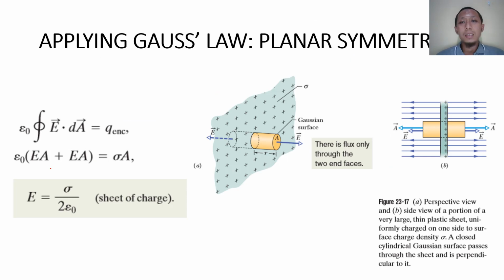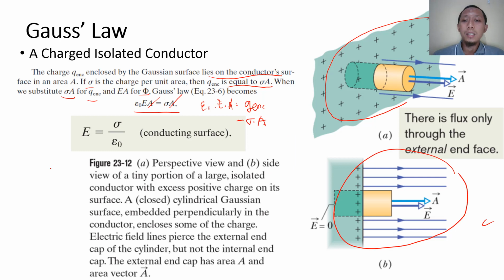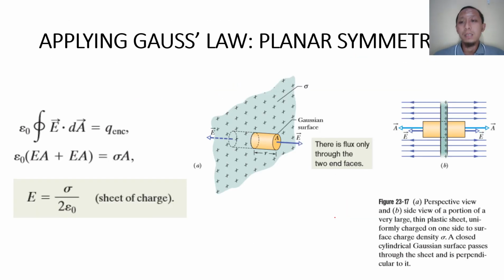And then the second is planar symmetry. You remember the first one, where we open here and then close here, which means that the E is equal to 0. But here in the planar symmetry, on the rear face like this one, the E is not 0. And we have to calculate on the right side and also on the left side.